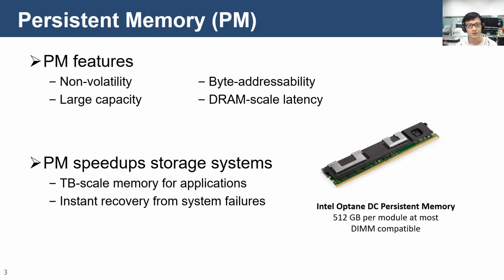Due to the salient features of non-volatility, large capacity, better addressability, and DRAM-scale latency, persistent memory is promising to improve the storage system performance. In 2019, Intel released the first commercial product of PM, namely Intel Optane DC persistent memory, or Optane PM in this talk, which provides an attractive capacity of 512 GB per module. More importantly, the durability of PM enables instant recovery from data in memory.